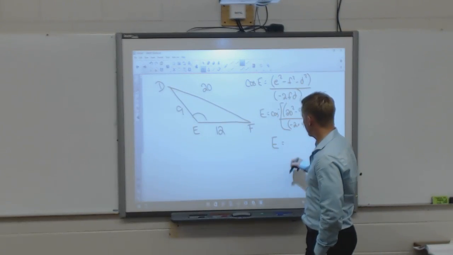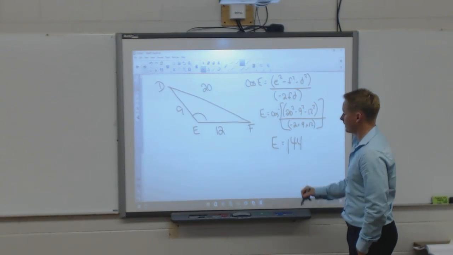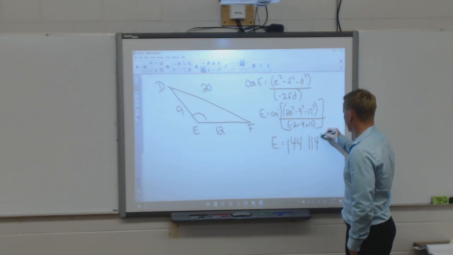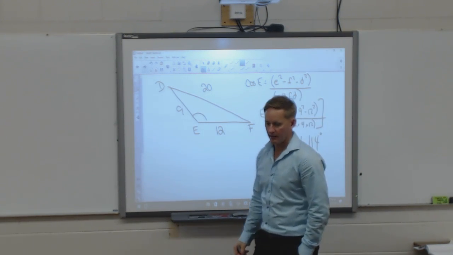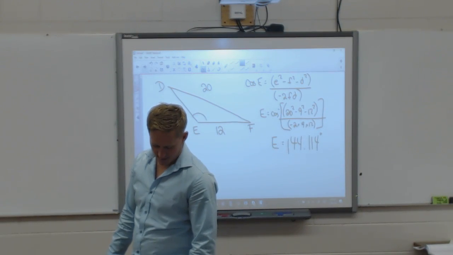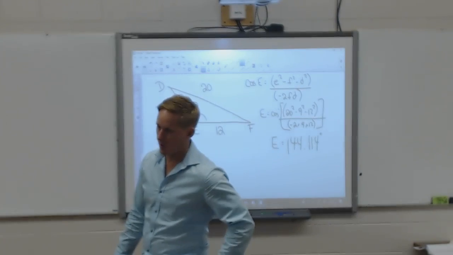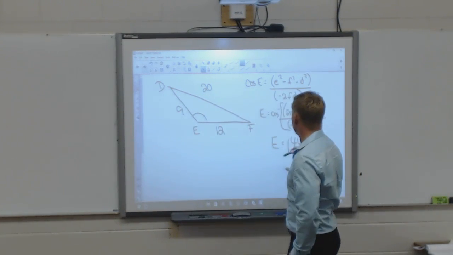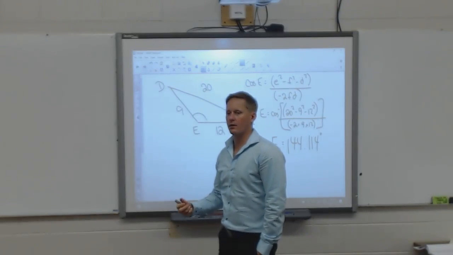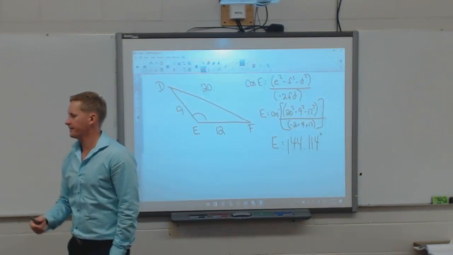144. You guys are on the ball. Right on the nose. Some of us looked at the book, some of us have it calculated. So 144.114. This cos law will still work for angles greater than 90.